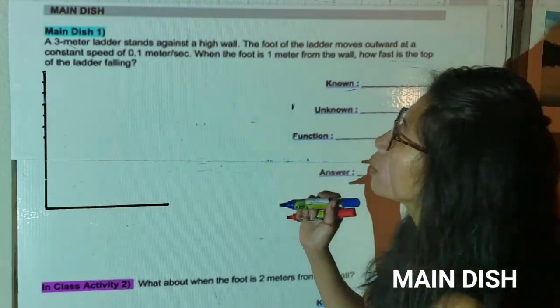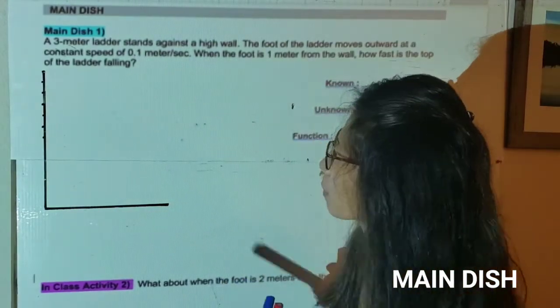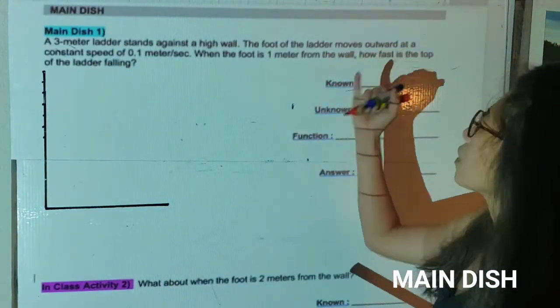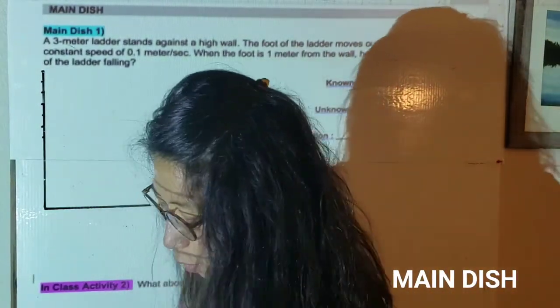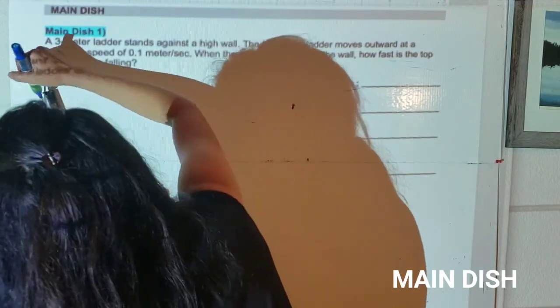So here we have a 3-meter ladder standing against the wall. And the foot of the ladder moves outward. So here's a ladder standing against the wall, and the foot of the ladder is moved outward. So here's the ladder here.